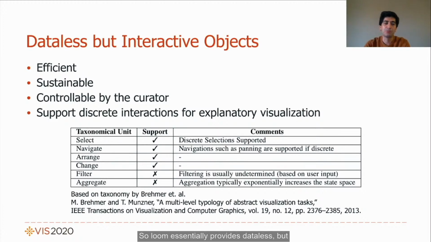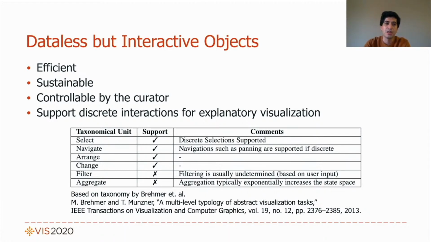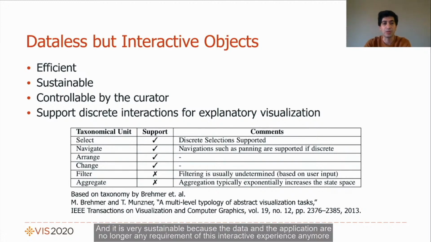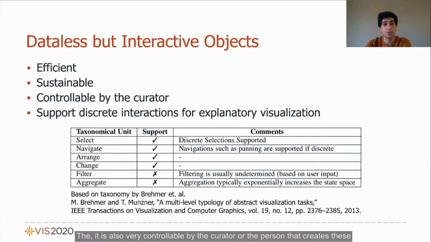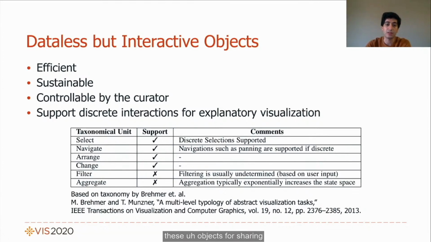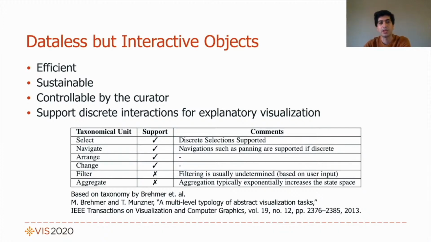So Loom essentially provides dataless but interactive objects that are very efficient. The examples that you saw in the previous slides are under 10 megabytes each, and it is very sustainable because the data and the application are no longer any requirement of this interactive experience anymore. It is also very controllable by the curator or the person that creates these objects for sharing. They can control what part of the application to capture and share and what parts not to.